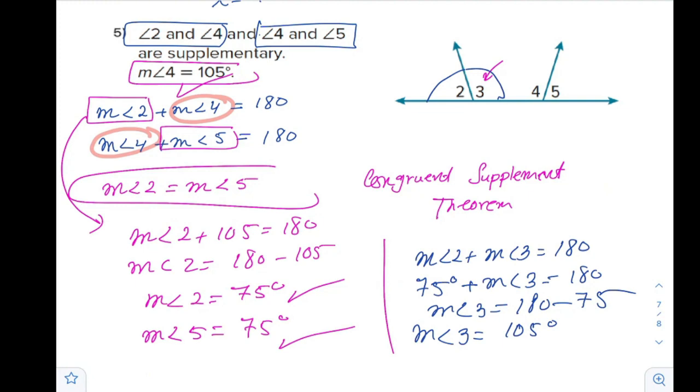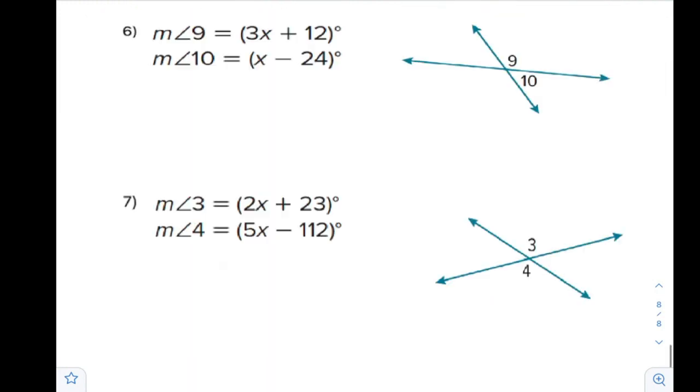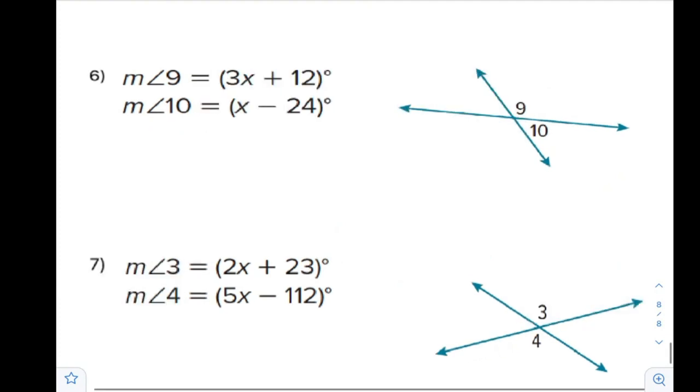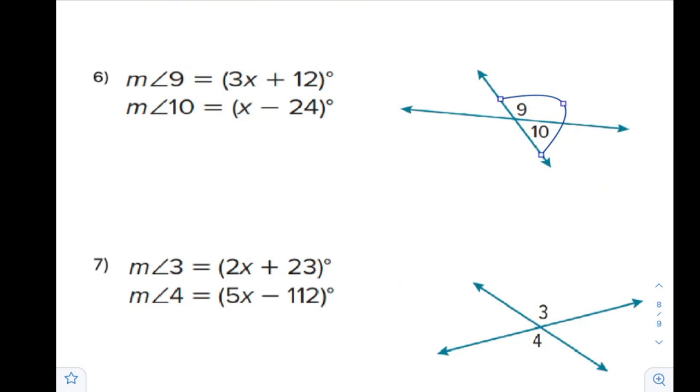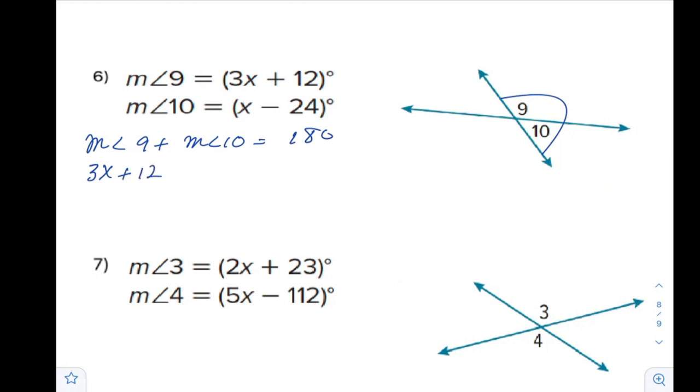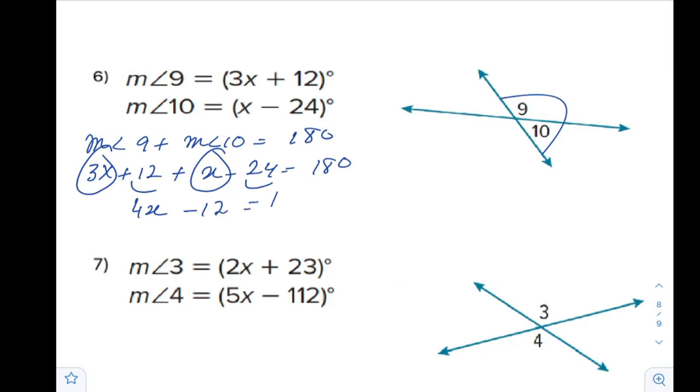Exercise. Now here we have 2 more exercises to finish. Measure of angle 9, measure of angle 10 are given. What is the relation between them? They are a linear pair. So measure of angle 9 plus measure of angle 10 is 180 degrees. Substitute: 3x plus x, 4x. 12 minus 24 is negative 12 equals 180.